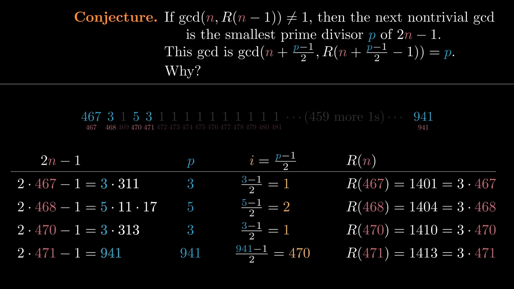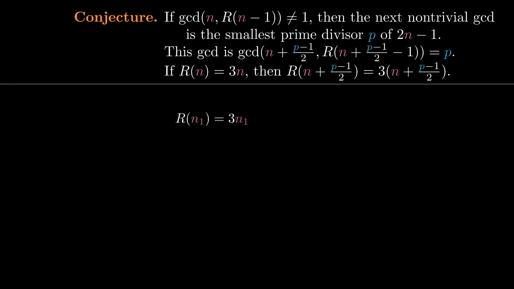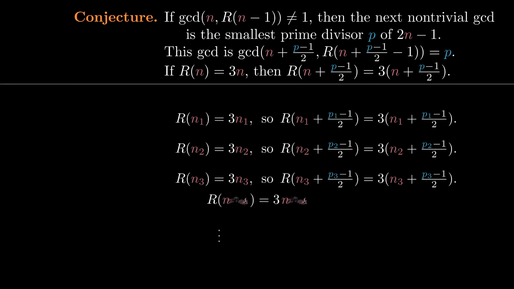This is the last key piece of information that explains why this recurrence generates primes. It turns out that whenever we're in a situation where R of n is 3n, that is, the value of the sequence is 3 times its own index, then when we advance the recurrence by p minus 1 over 2 steps, we end up in another situation where the value of the sequence is 3 times its index. So this puts us right back in the situation we started in, which means we can advance the recurrence again by a known amount and end up again in a situation where the value of the sequence is 3 times its index. And over and over and over, returning to the same nice situation at every step.